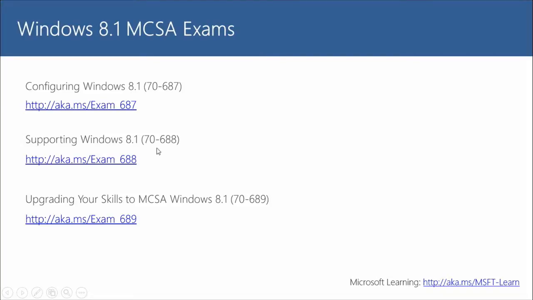The same can be said for supporting Windows 8.1. I have a link there. Same situation. We have the objectives and the skills that you need to acquire, and they will give you links. And if you're coming from the MCSA for Windows 7 to the MCSA for Windows 8.1, that very bottom one, upgrading your skills, the same situation.